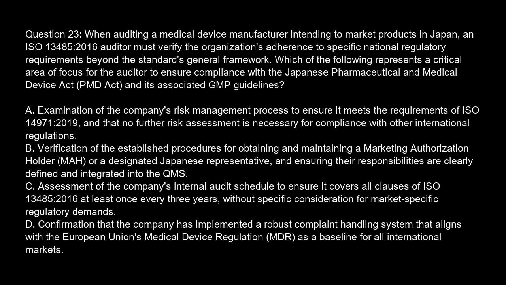Option A. Examination of the company's risk management process to ensure it meets the requirements of ISO 14971:2019 and that no further risk assessment is necessary for compliance with other international regulations. Option B. Verification of the established procedures for obtaining and maintaining a marketing authorization holder, MAH, or a designated Japanese representative, and ensuring their responsibilities are clearly defined and integrated into the QMS.